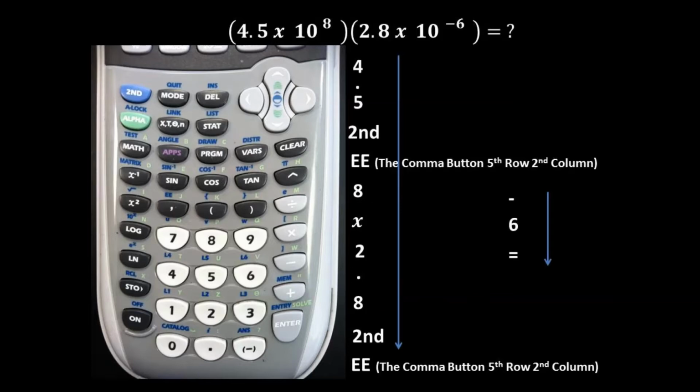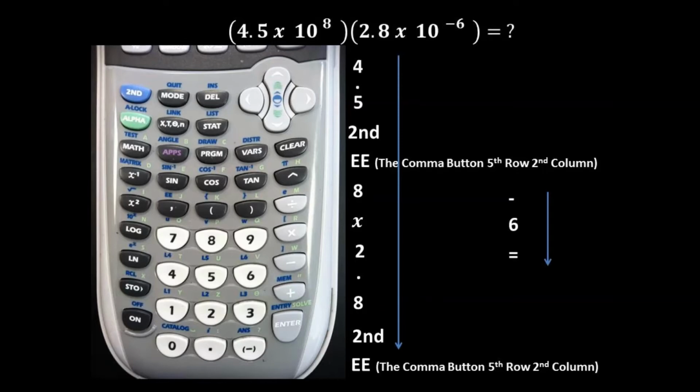Now, what does this really look like after you're pressing it in? I'll show you that in a minute. So let's just review this for a moment. A lot of students want to say 4.5, times, and then they hit 10 to the x, and then they put in 8. You don't have to go through all of that. You simply press those buttons. So do it along with me.